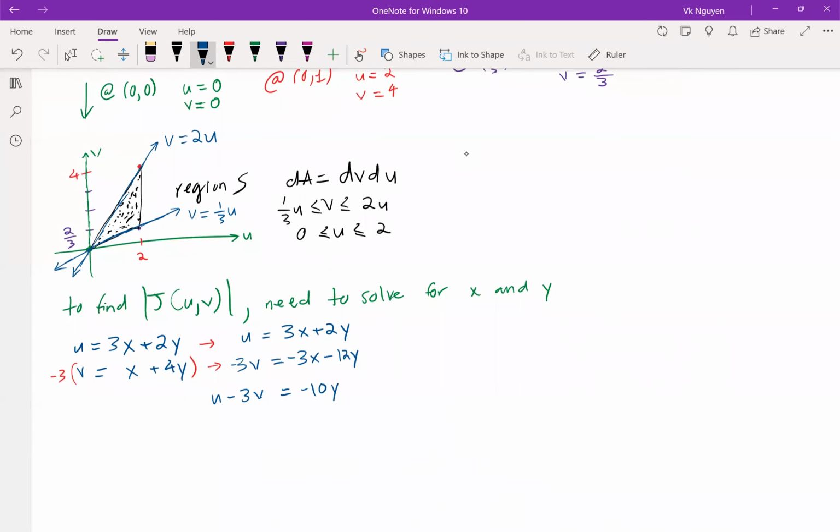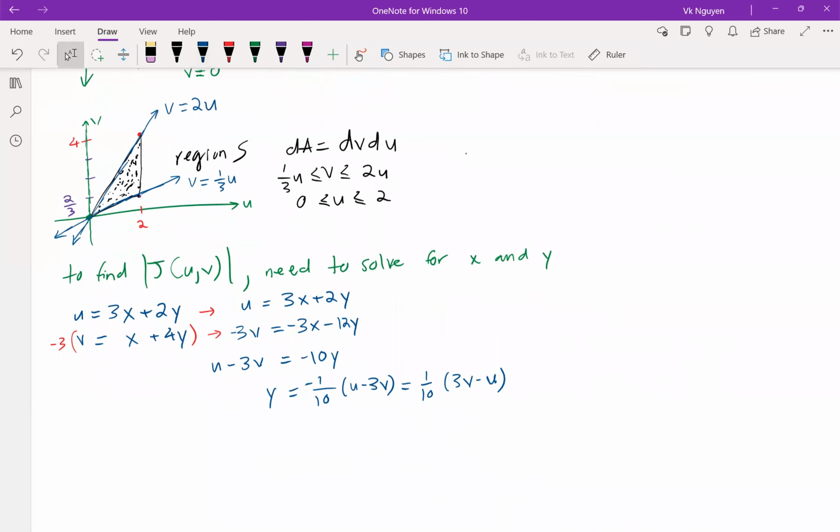negative 10y. So y is gonna be negative 1 over 10 times (u minus 3v). If you want to turn this into a positive, you can do so, because when you look at the solution, a lot of professors like positive, so you can turn it into 1/10 of (3v minus u), if that would make you happy. Okay.